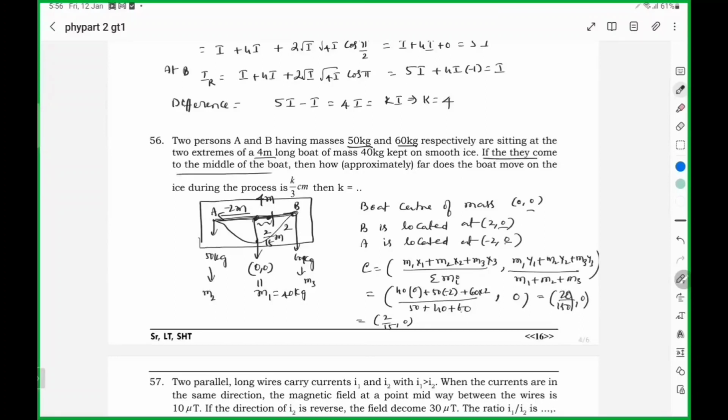If they come to the middle of the boat, since the persons are part of the system, there is no external force. So the center of mass will be at the same position.